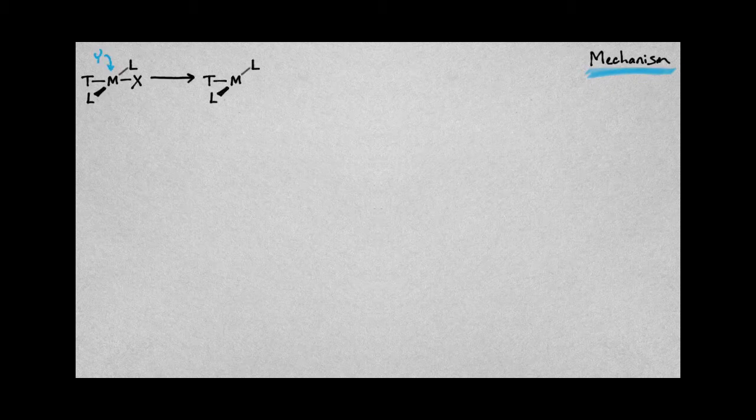Now let's talk about the mechanism for substitution in these types of complexes. Shown here is a square planar complex with two generic ligands L. The leaving group is X, and the ligand trans to that leaving group is called T. We have the incoming ligand Y, which attacks at the metal center, as shown. This leads to a trigonal bipyramid intermediate.